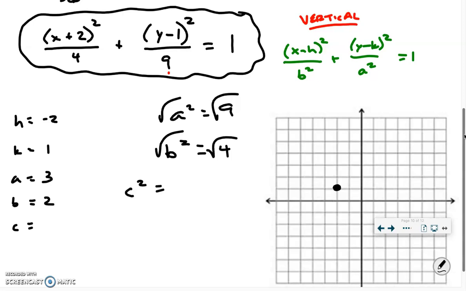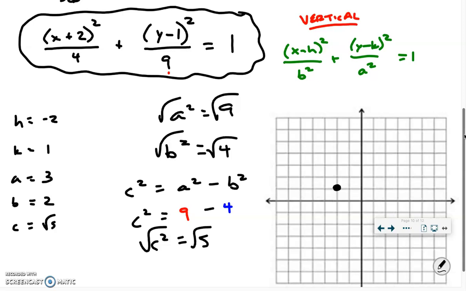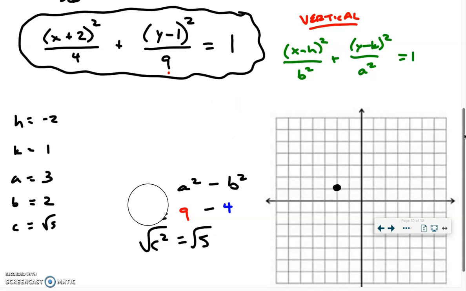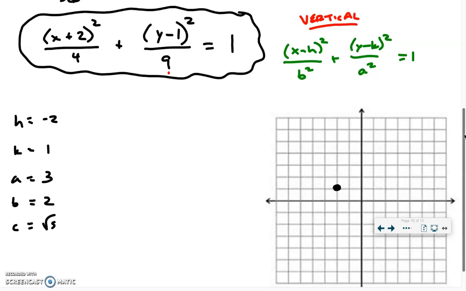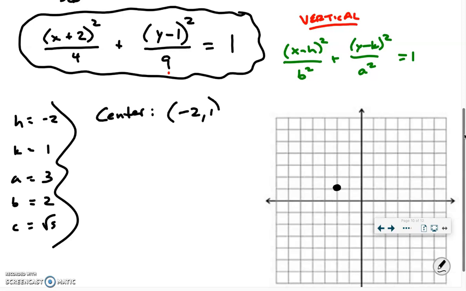And we know that c² is equal to a² minus b². So as we plug in, we know that a² is 9 minus b², which is 4. And quite obviously, 9 minus 4 is 5. And now when we square root both sides, we can say that c is √5. All right, so all of that work, you're going to feel like it's practically a sprint to figure out h, k, a, b, and c. I already plotted the center point, but I never actually defined it here. So the center point (h, k) is located at (-2, 1).